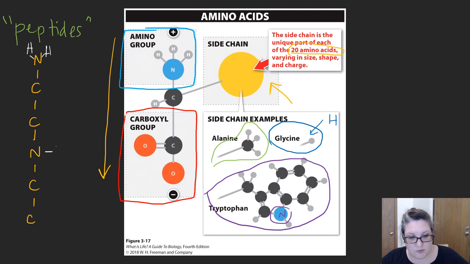Now nitrogen only likes 3 bonds, so it'll only have 1 on this one. And then we'll have our carboxyl groups, which will have a double bond oxygen and OH. And then over here, we will have our side chains, which are whatever they are. So here we have a special bond between these, and we call this a peptide bond.